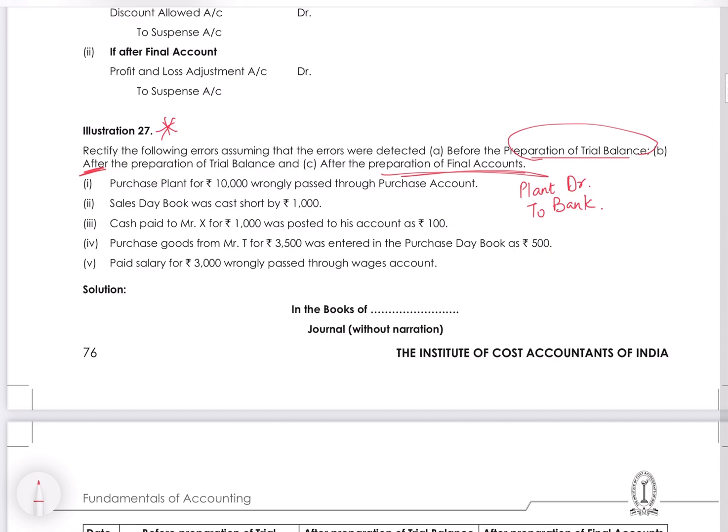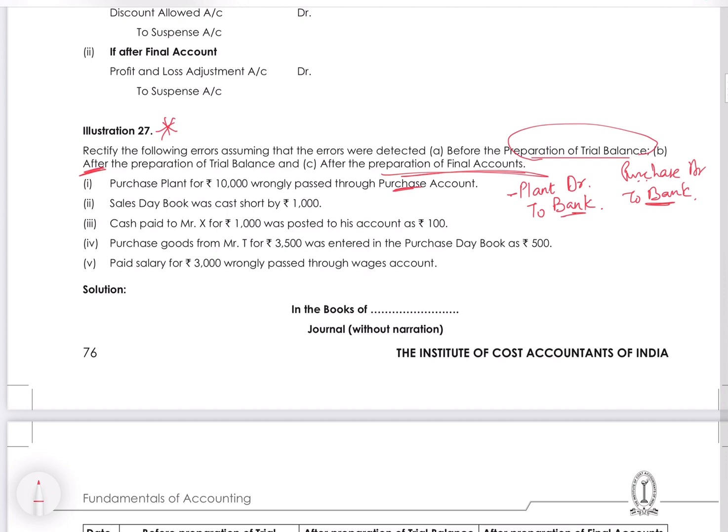But what happened? They have routed it through purchase account. Instead of plant, they would have put it in purchase. So purchase debit to bank they have done. Correct. So what does it mean? Bank is there. Instead of debiting plant, they have debited purchase. So we have to credit purchase to nullify that effect. So we will credit purchase and debit plant.